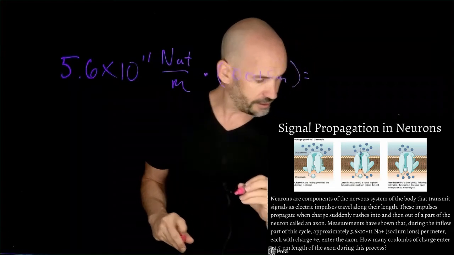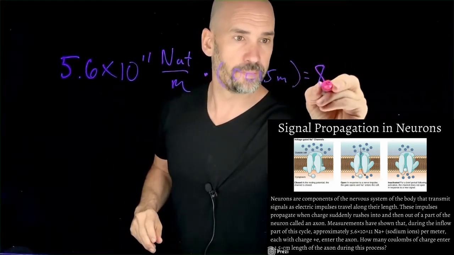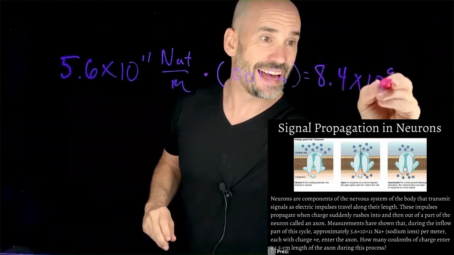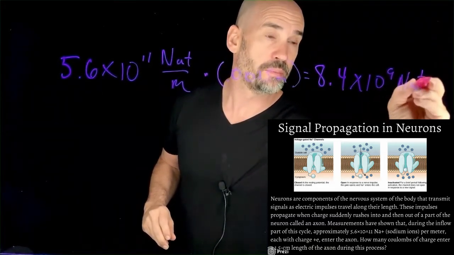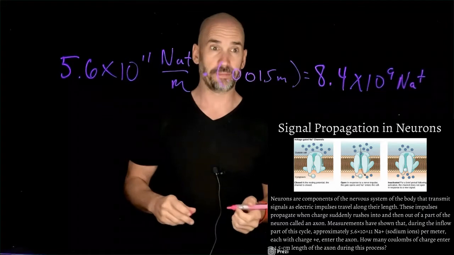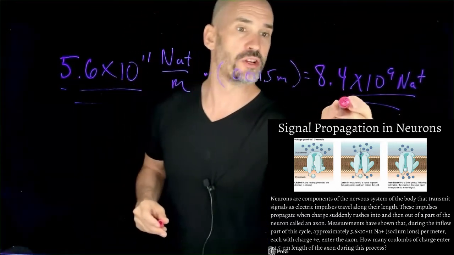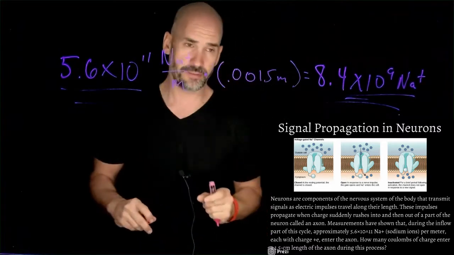Instead, we are going to get 8.4 times 10 to the 9 sodium atoms being flushed into that axon, okay? That's how many, not the full amount, only this much because the axon isn't a full meter in length, right?